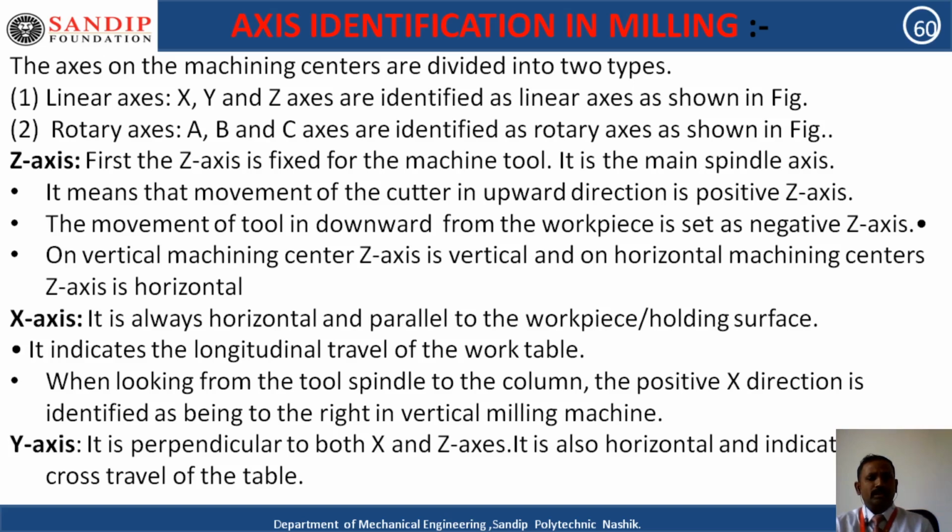X is always horizontal and parallel to the workpiece. Remember this: it is the longitudinal travel of the work table. When looking from the tool spindle to the column, the positive X direction is identified as being to the right on a vertical milling machine. Now the Y axis is always perpendicular to both the X and Z axes. It is also horizontal and indicates the cross travel of the table. So longitudinal is always X, transverse or cross is Y, and height is the Z axis. Z may vary, but it is always the rotary axis of the spindle.